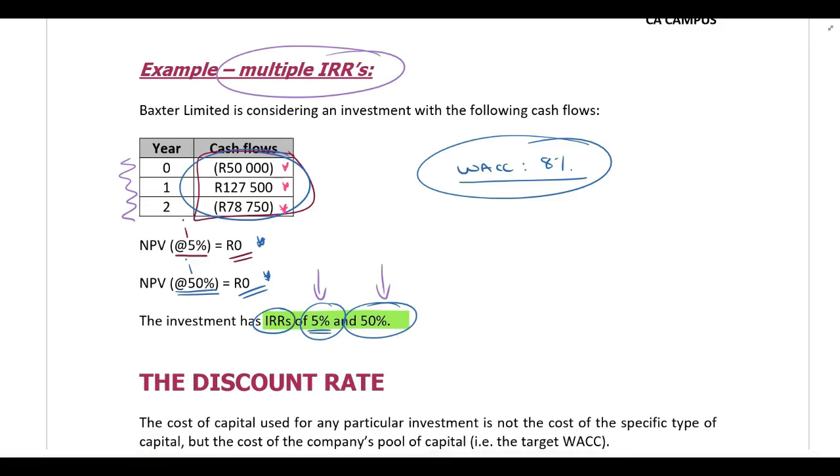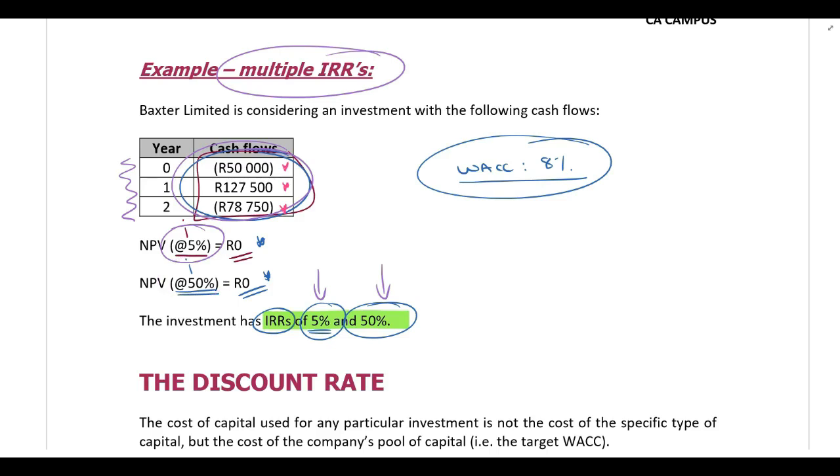So please don't try and input these cash flows and solve for the internal rate of return. It won't work. The only reason why I know that this investment has two internal rates of return is when I discount those cash flows at 5%, or when I discount them at 50%, I get an NPV of 0. And I know that my internal rate of return is the point where my NPV is 0.